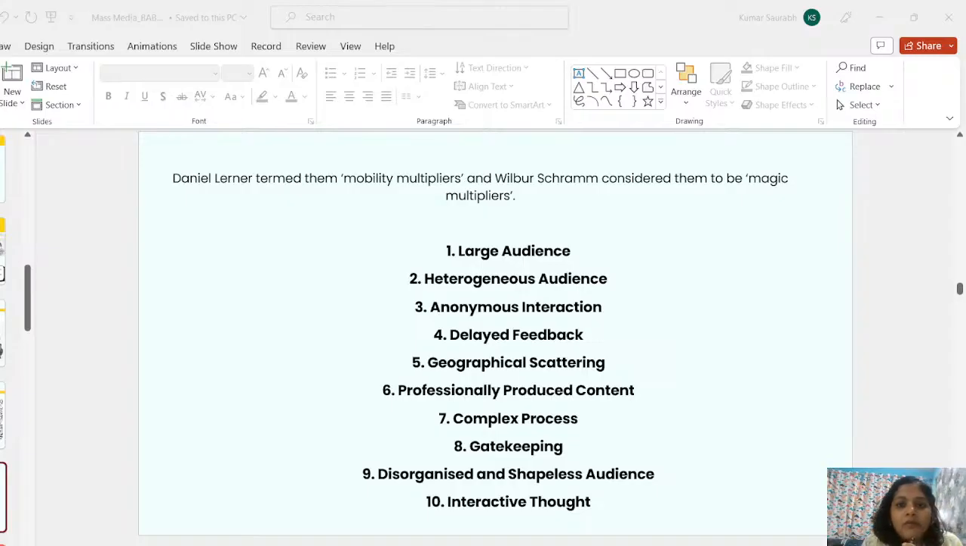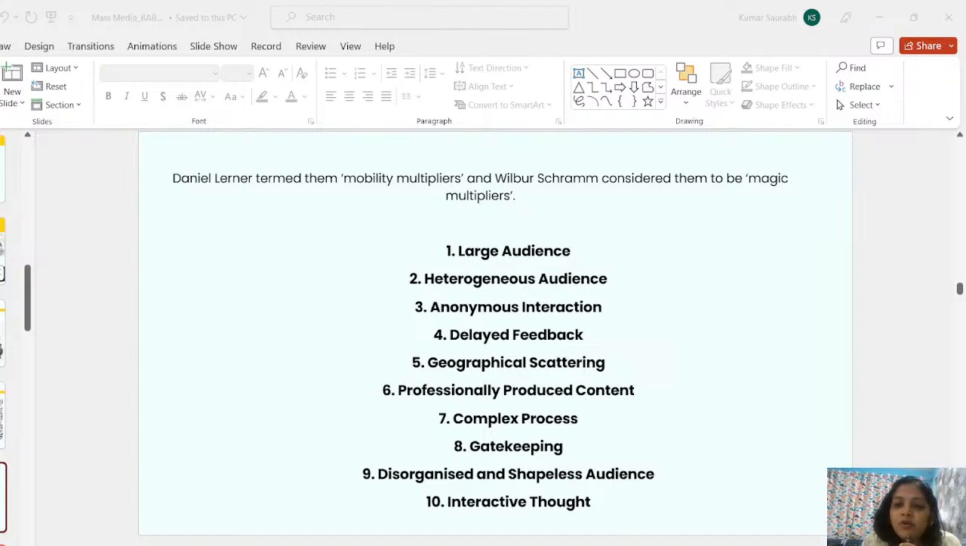Now the fourth one is delayed feedback. Feedback in mass communication is delayed because it is not instant. However, these days the feedback is instant, because news channels come up and instantly get feedback from viewers. If you're watching a news program on YouTube, you can see the comment section bombarding with feedback. So it is no longer that delayed. Maybe feedback is there, but not that delayed anymore.